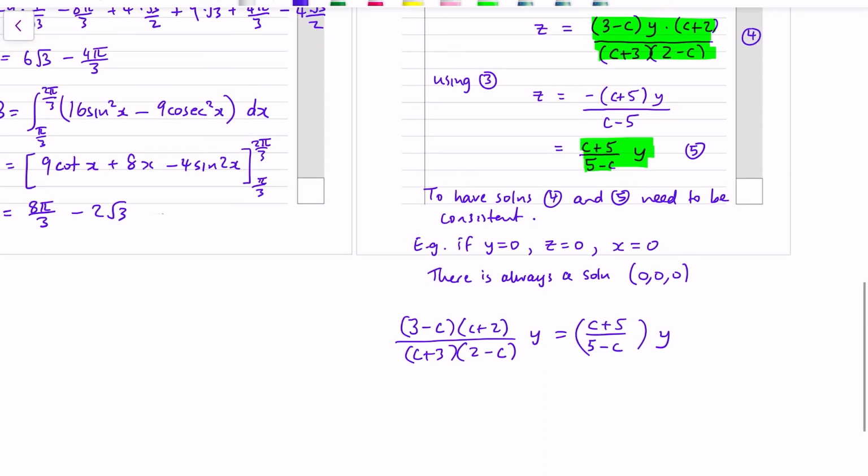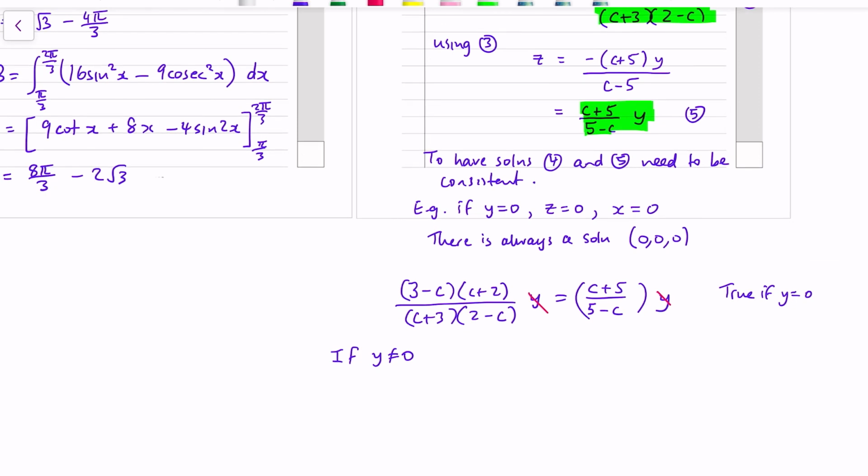Because this is true if y is equal to 0. If y doesn't equal 0, then we can eliminate it, and we get a cubic equation for c. Cross multiplication. Unfortunately, none of the factors on the left and right cancel, they're all different, so I do need to expand this beast out.